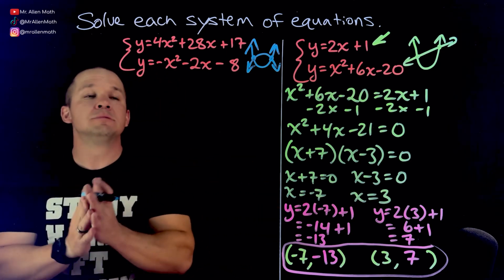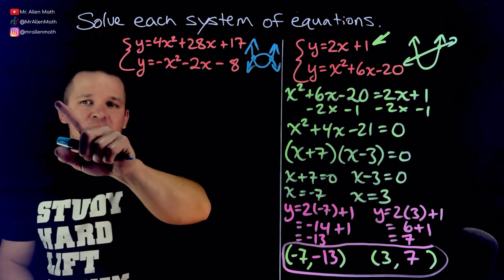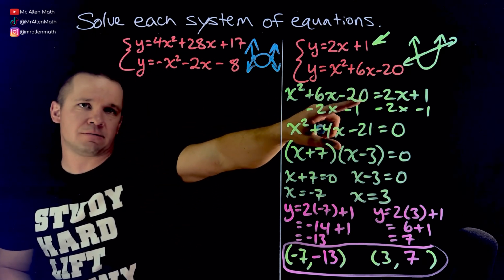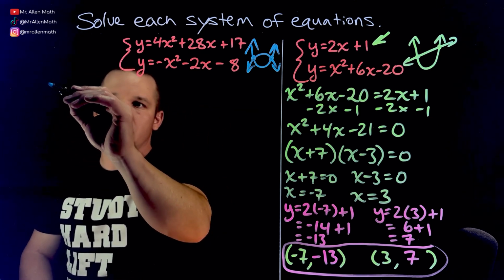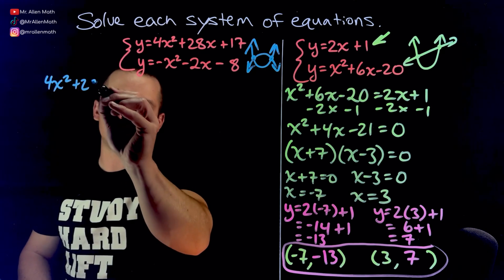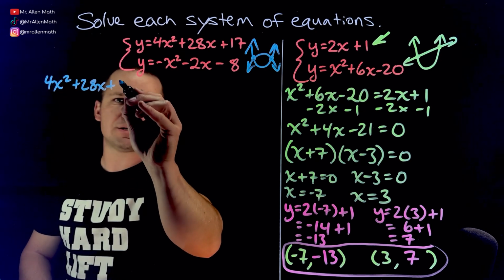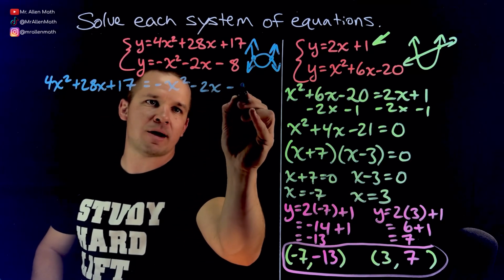All right, let's set these things equal, shall we? I'm going to put the one with the 4 on the left, the other one on the right. This is going to be a long thing, so hopefully it's okay. 4x squared plus 28x plus 17 equals negative x squared minus 2x minus 8.